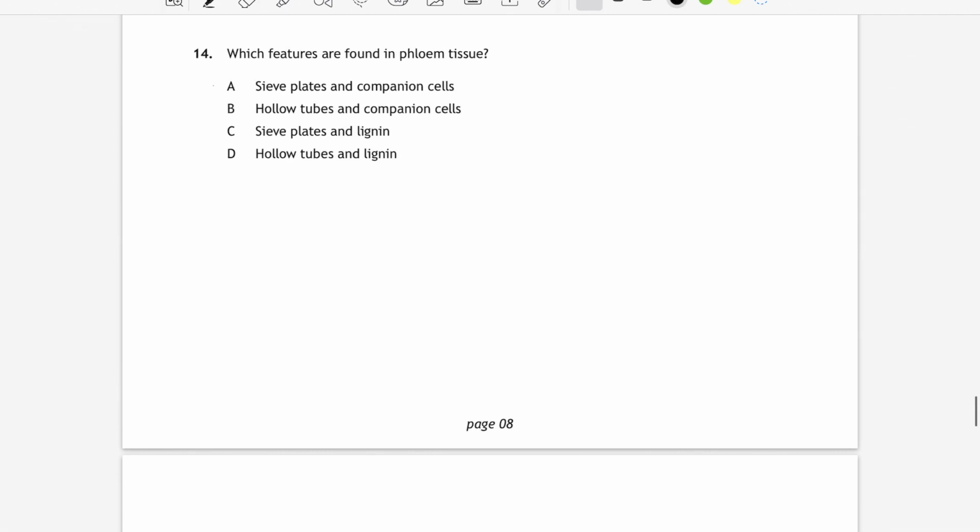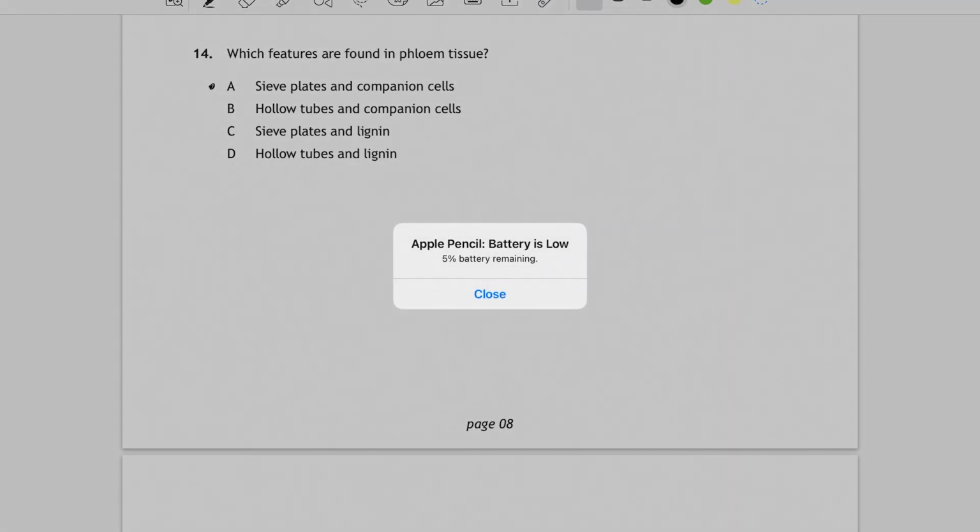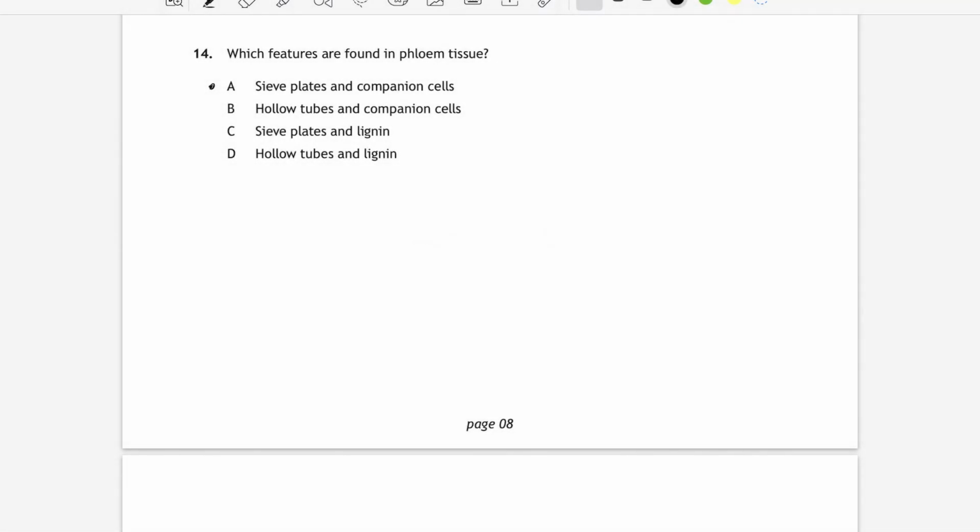So I'm going to put a dot next to that, and we'll just see how we get on with the rest of the answers, just to make sure that we are 100% with A. Hollow tubes and companion cells, nope. Sieve plates and lignin, nope, not correct. Hollow tubes and lignin, nope, not correct. So I'm more than confident that A is the correct answer at this point.